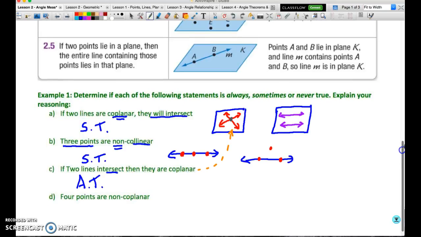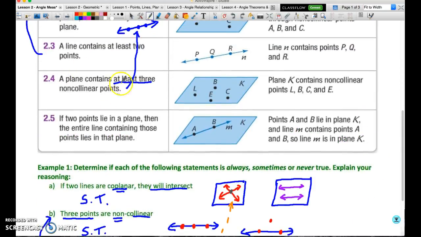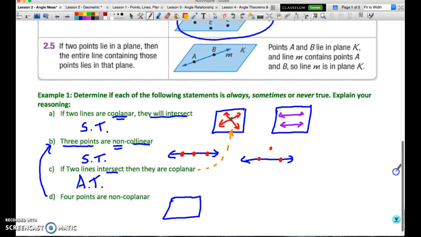Okay, and then we come to our part D of example 1. 4 points are non-coplanar, very similar in character to question B. So if we have 4 points, that means they do not lie on the same plane. Of course, we know from one of the postulates above, postulate 2.4, planes can in fact contain an infinite number of points, at least 3, and so we could very easily have the following, where the 4 points that we are referring to are all contained within, let's call it plane X.